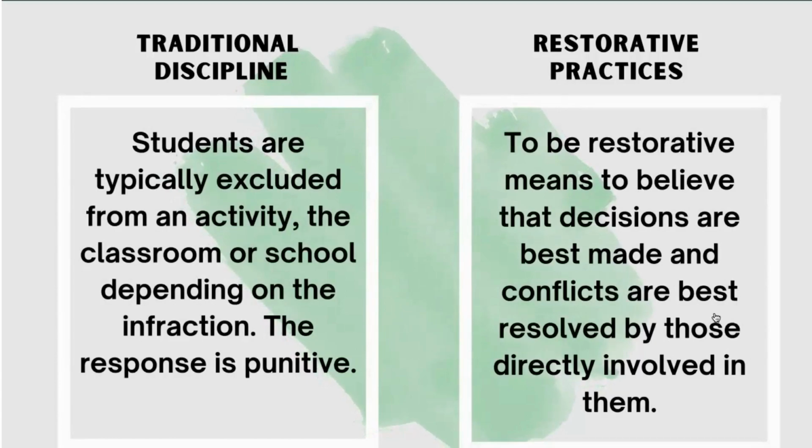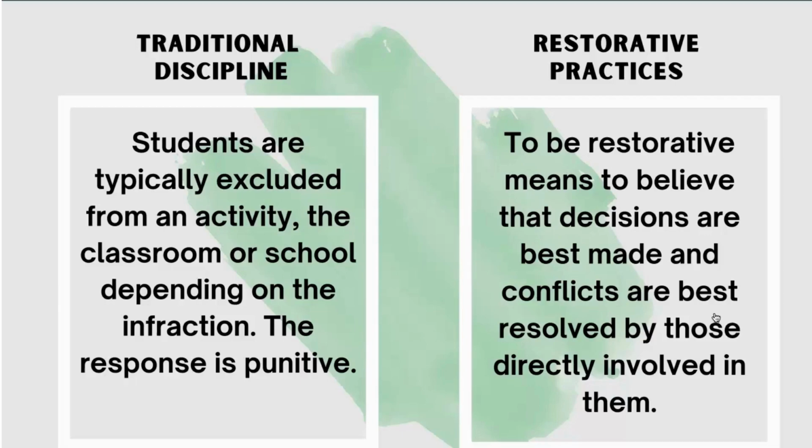So if we think about traditional discipline, or if even you're reflecting on maybe your classroom rules and procedures or your school's code of conduct, students are typically, if they've made a mistake, excluded from an activity or from the classroom or even the school, depending on the infraction. And again, it's punitive, where that learning, that mending and healing typically isn't prioritized.